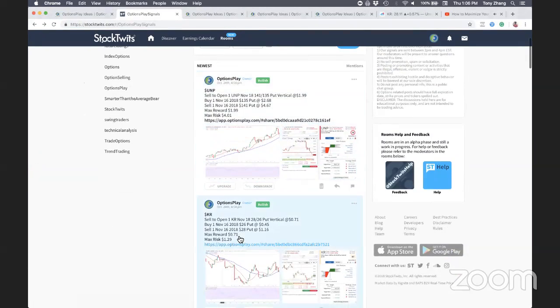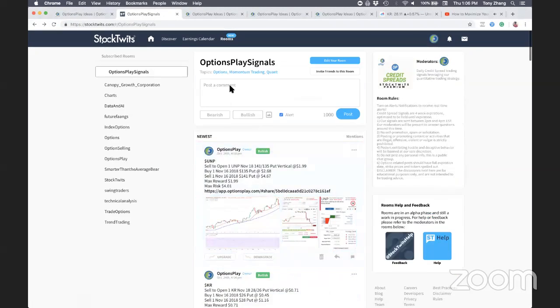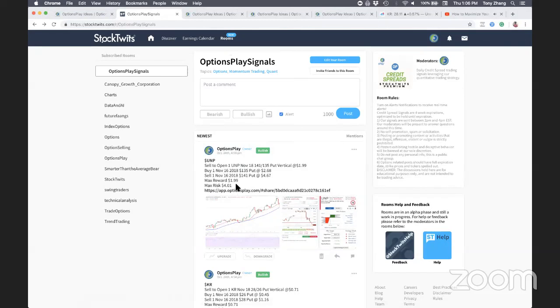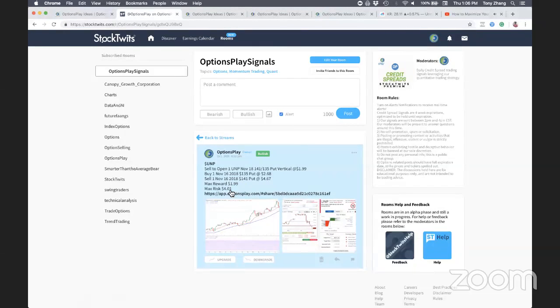Please explain how UNP is a 2-to-1 risk reward ratio. UNP. So I'm risking, where's UNP? UNP, I'm risking $4 to make $1.99. So that's about $2 versus $4. That's how you get a 2-to-1.